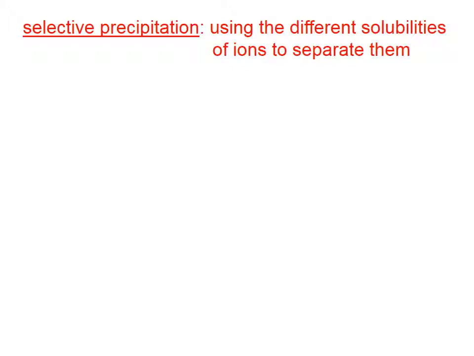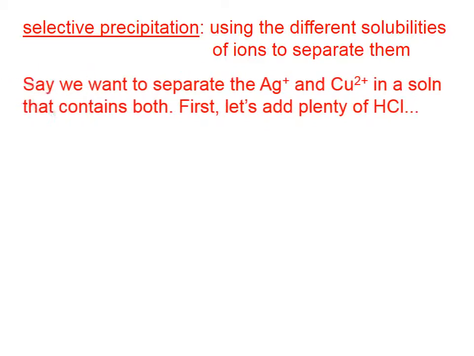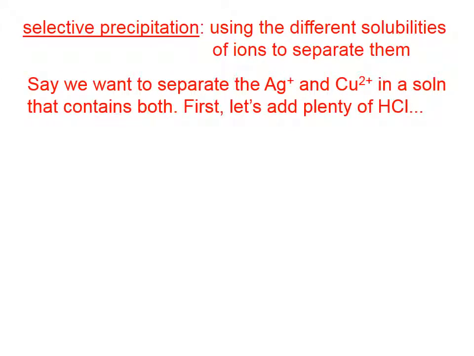In selective precipitation, we use the different solubilities of ions to separate them. Say we want to separate the silver ion and the copper 2 ion in a solution that contains both. First, let's add plenty of HCl. And when we say plenty, we mean excess. In other words, we want that to be the excess reactant, and we want the silver ion and the copper 2 ions to be the limiting reactants.